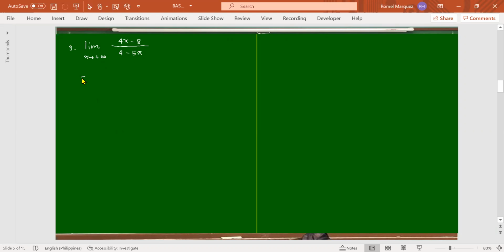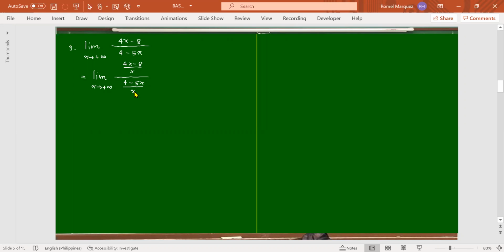One technique is to divide both the numerator and denominator by the highest power of x. What highest power of x do you see there? 1. So we divide each term by x. We divide the numerator by x, and we also divide the denominator by x. So that's the technique. Okay, guys?